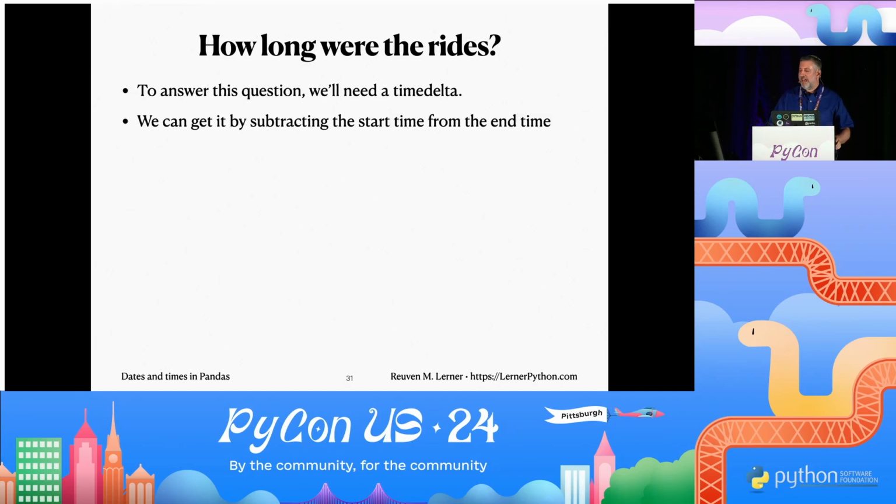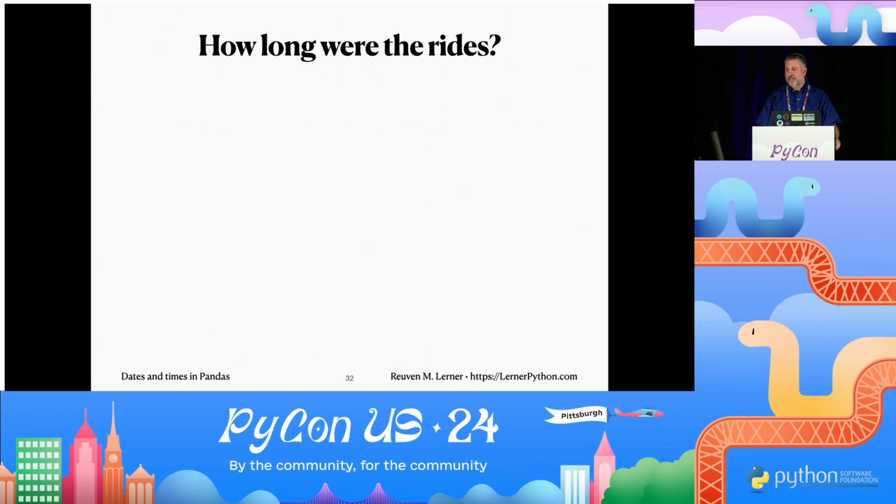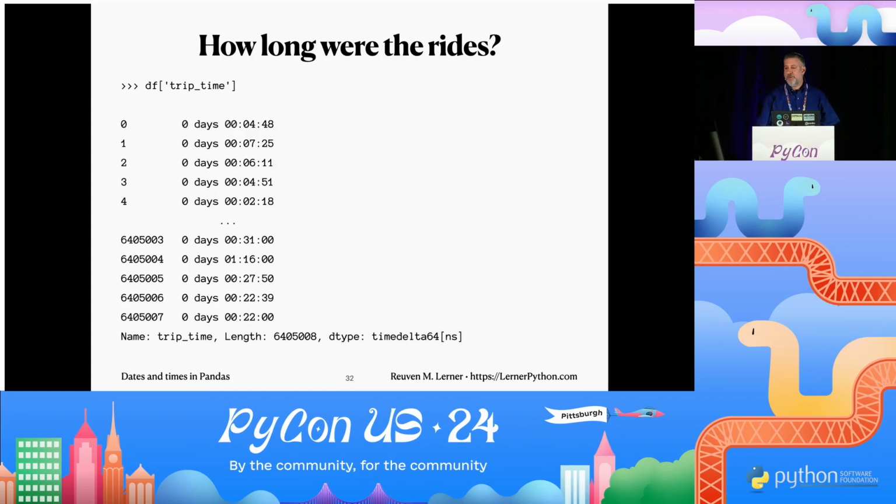So how am I going to do that? Well, we saw before with our date math, I can subtract the start time from the end time, and then I assign that to a new column, and that's just what I'm going to do. df of trip time equals df of the drop-off date time minus the pickup date time. And now I can ask, how long were the rides? Well, I just go to df trip time, and we get these values.